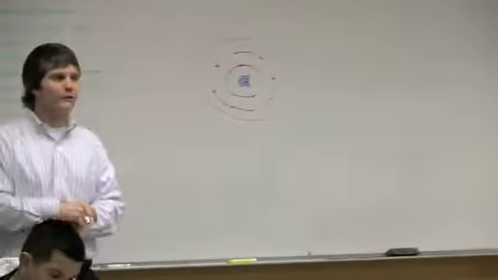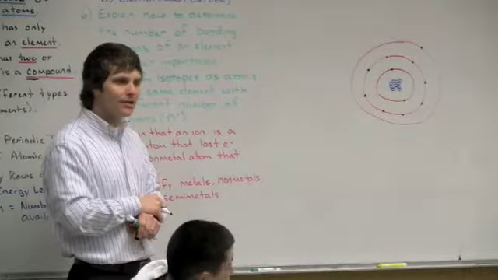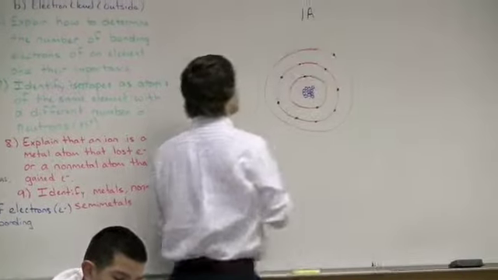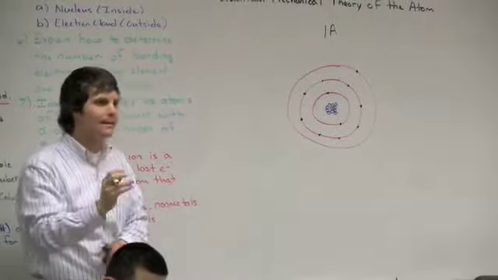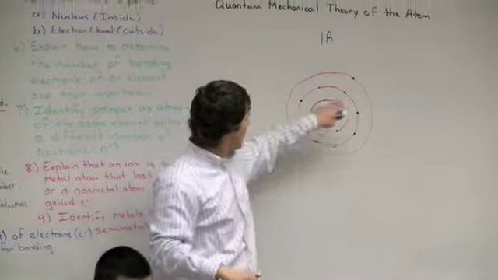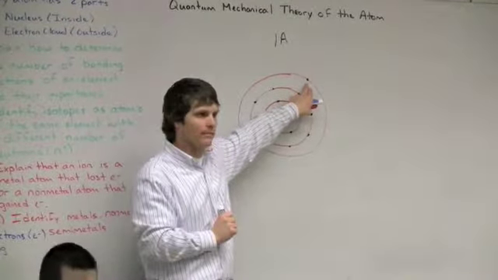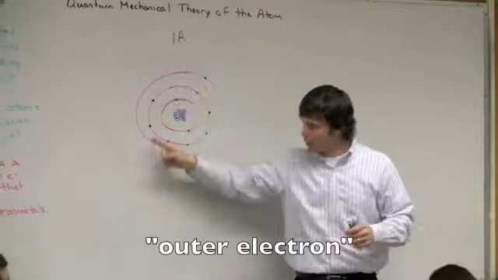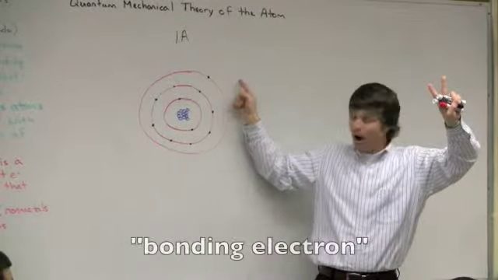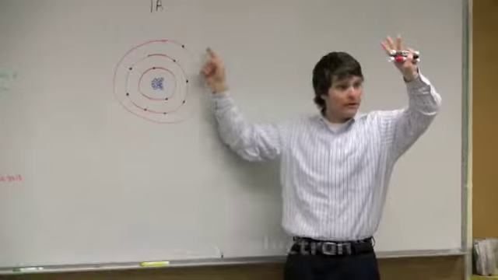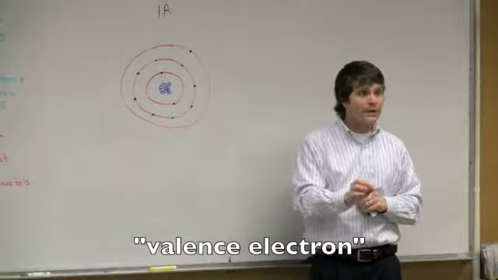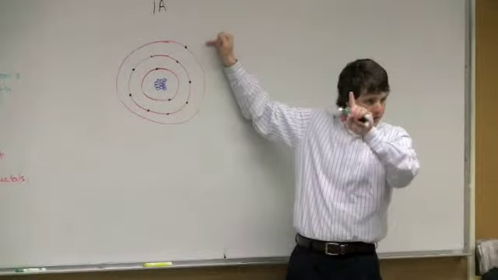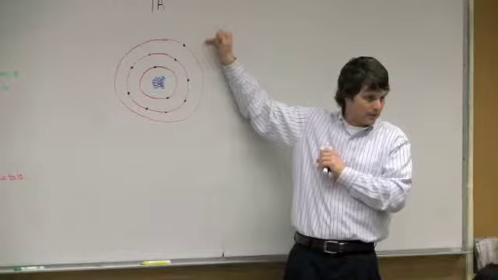The way I know that there is only 1 electron in that last energy level for sodium is it is in column 1A. Column 1A immediately tells me that on the very outside we have 1 electron. We have 3 names we've been using for that 1 electron. We call it the outer electron, the bonding electron, or the valence electron. Three different names that indicate the electrons for bonding.